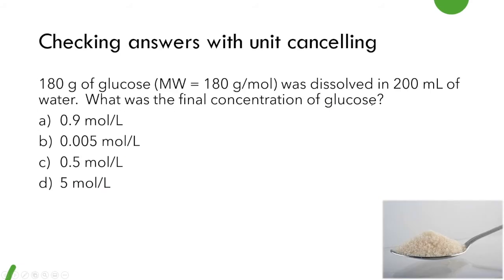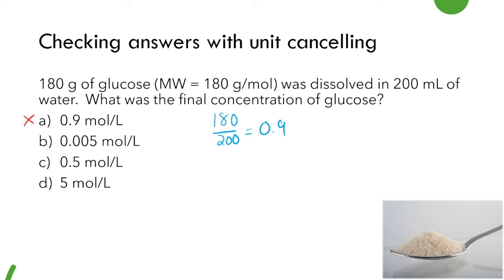Let's move on to the next question, where we'll see how to check answers with unit canceling. The question asks us, 180 grams of glucose with some molecular weight was dissolved in 200 milliliters of water. What was the final concentration of glucose? Now, there are lots of ways you can mess up this question. You can say, oh, well, let's see, it's a concentration, so it's 180 over 200. But those units don't work out at all. If we did that, we'd get 0.9 and we'd be like, oh yeah, we'll select A. But no, that's not right. A is not the correct answer.